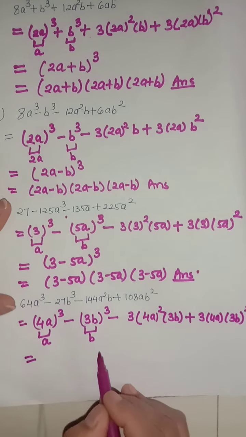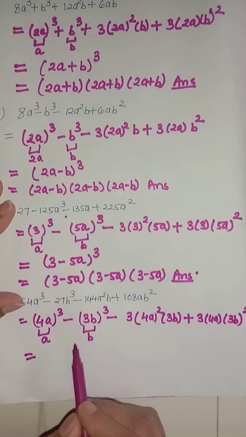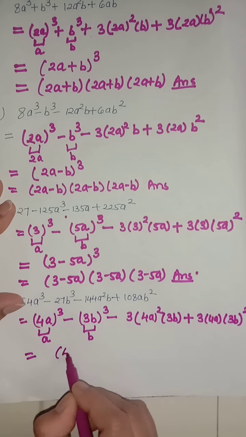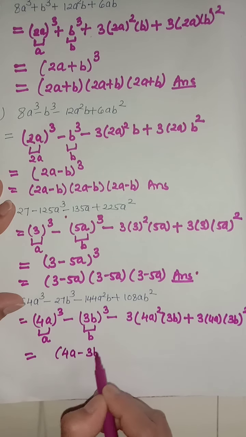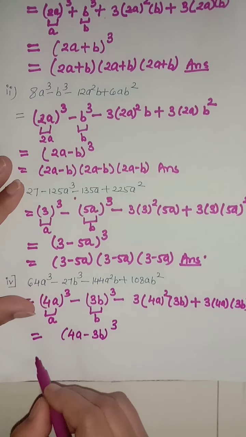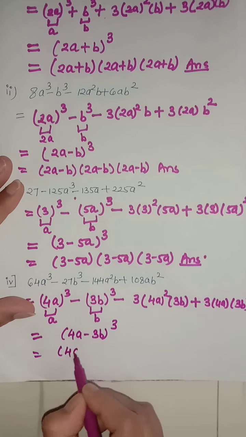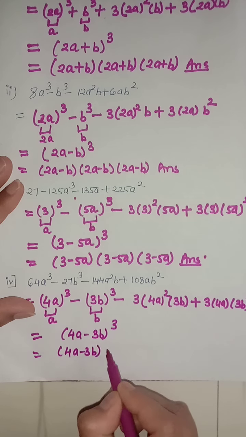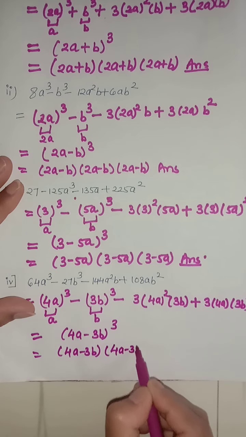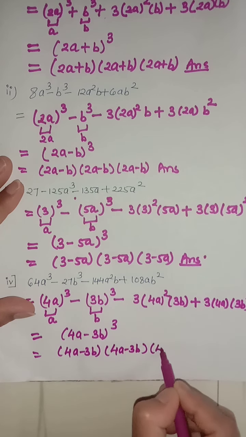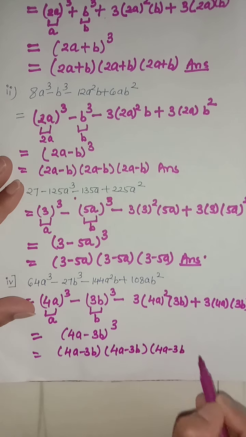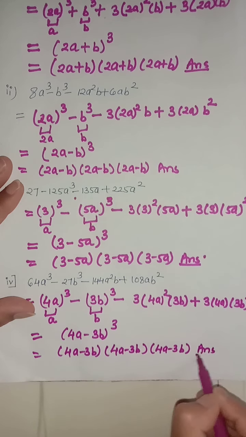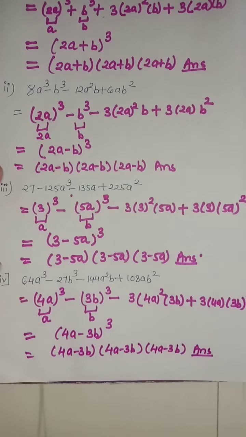Which identity are we using here? (a minus b) whole cube. It means (4a minus 3b) whole cube. Again we will break this into 4a minus 3b, into 4a minus 3b, into 4a minus 3b. This is the answer of this fourth part.